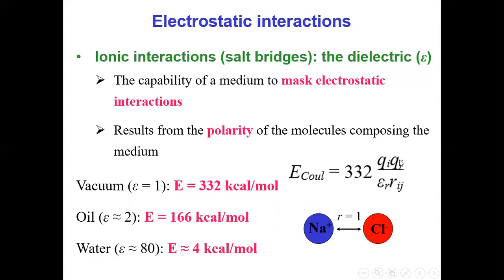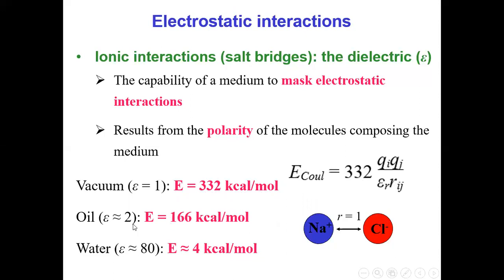It's 1 times 1 divided by 1 and 1 times 332. And we get that the energy is 332 kilocalories per mole, which is very large. It should be minus 332 because this is an attractive interaction.